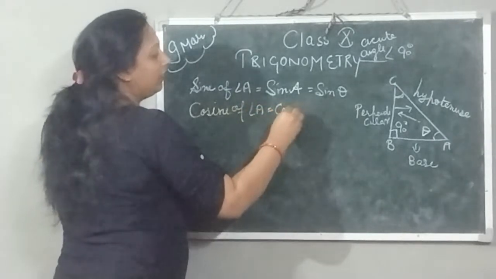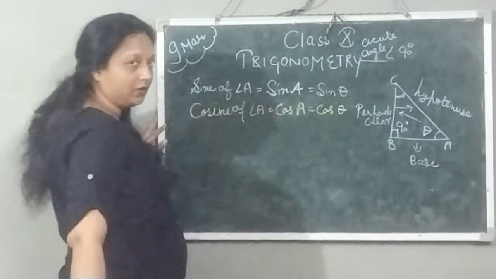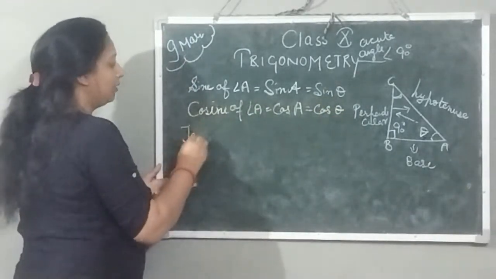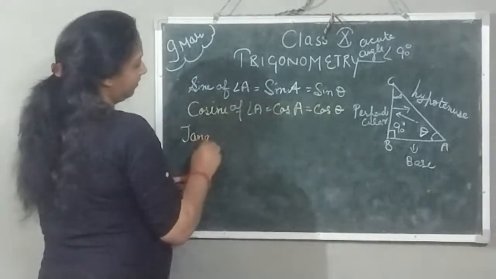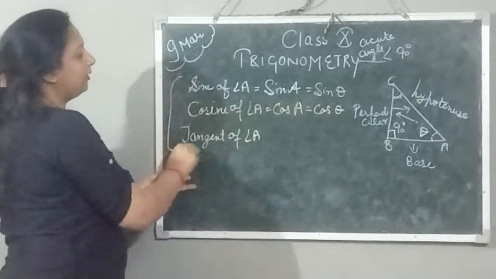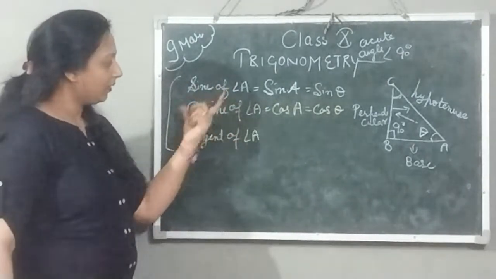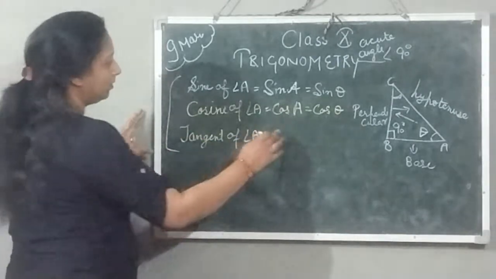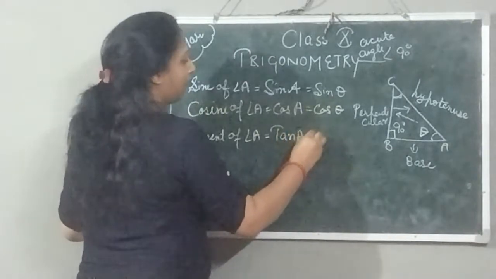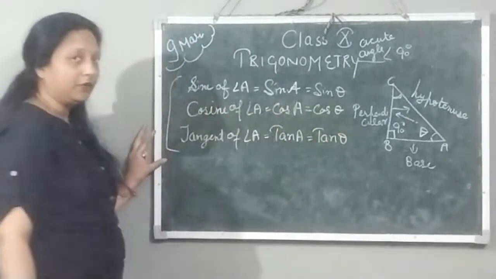We can write it cos A or we can write it cos theta. And the third one is tangent of angle A. These three thetas are the main. You can write it like tan A or you can write it tan theta.